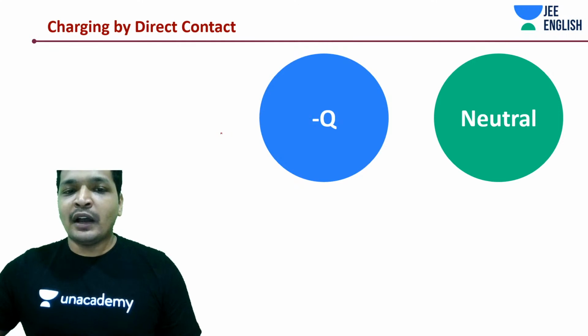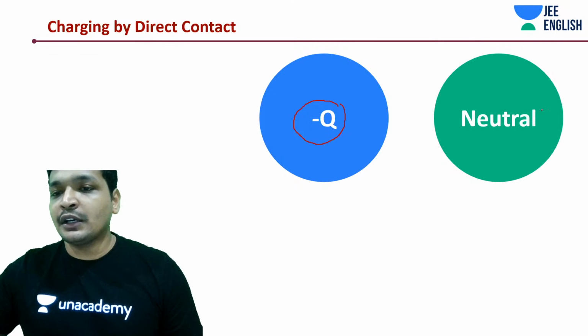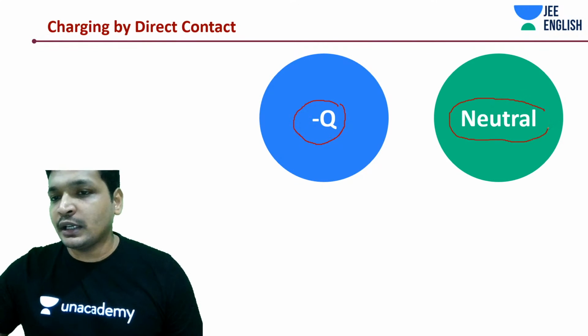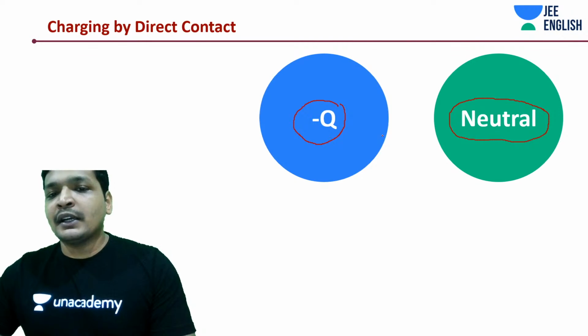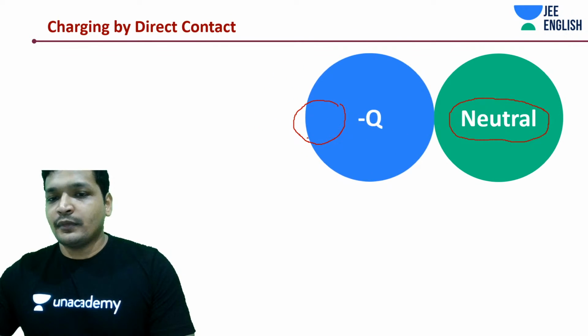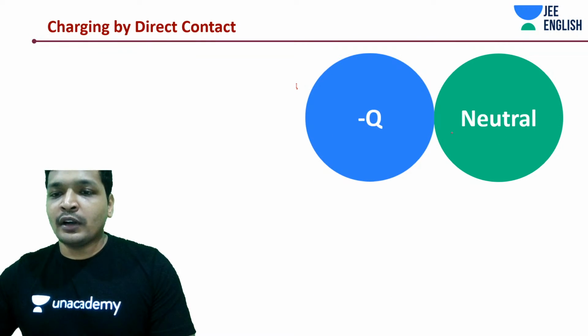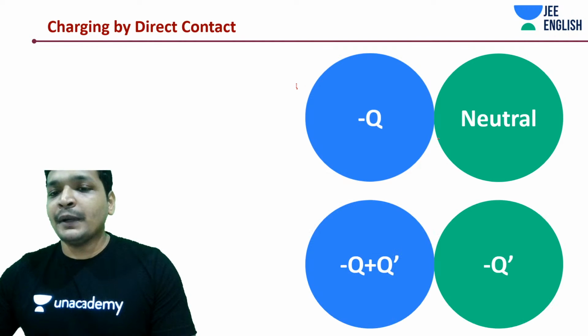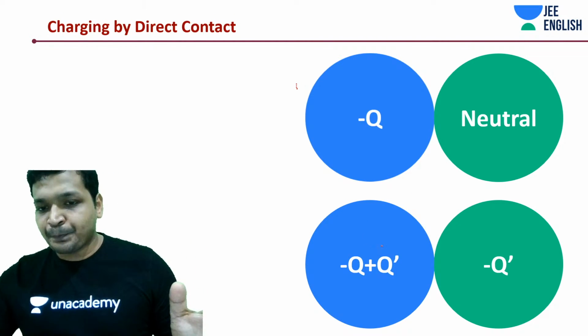For an example, you have an object with minus Q, and there is another one, a neutral. Let's say they both are maybe identical or non-identical. One way is you can bring them in direct contact. Okay, I took this object with minus Q and brought it in contact with the neutral one. Then what would happen? You would see something like what you're seeing at the bottom.